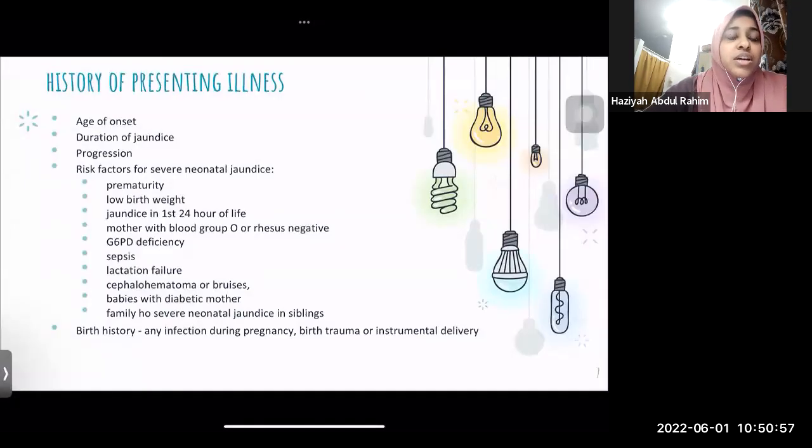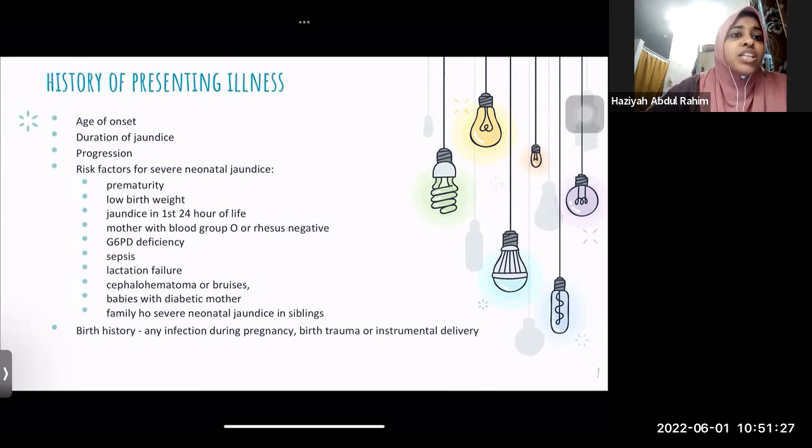If a neonate presents with jaundice, the first thing we have to ask about is the age of onset, either before 24 hours or after 24 hours. We should ask about the duration of jaundice and the progression. I mean, it is first noted over the head, then progresses to the body, and then the limbs. Then risk factors for severe neonatal jaundice include prematurity or low birth weight, which causes an immature liver that cannot metabolize the bilirubin.